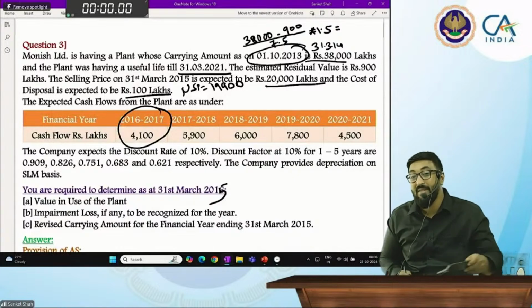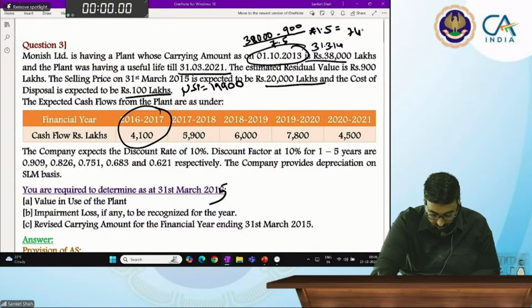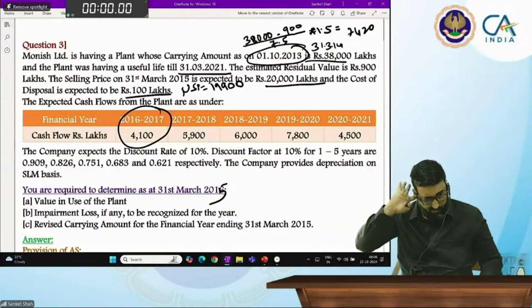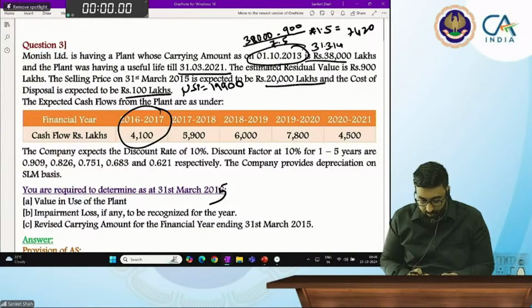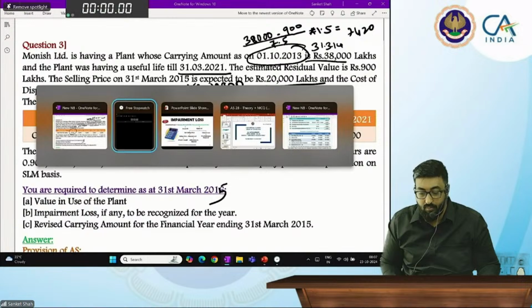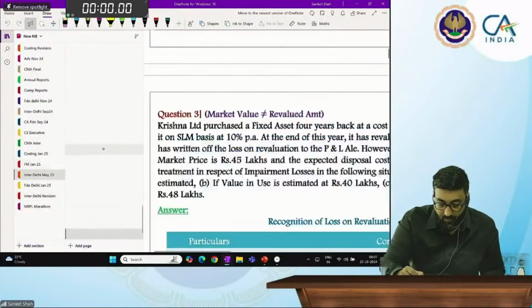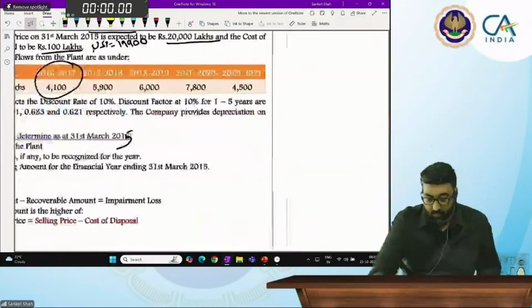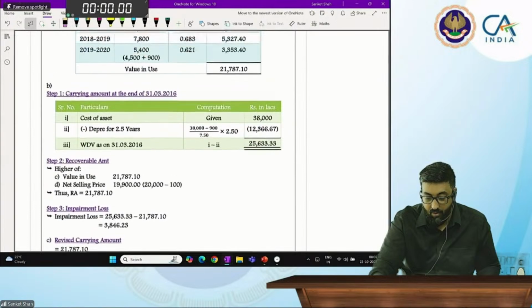So you already provided depreciation of 1.5, depreciation of 7,420. करेक्ट है? नहीं? 38,000 minus 900 divided by 7.5 into 1.5. So my depreciation amount is on 2016.